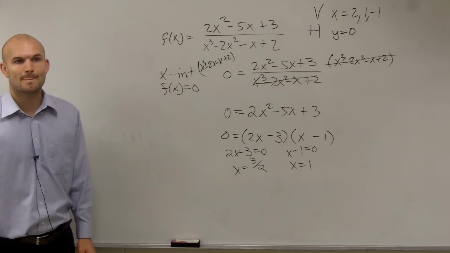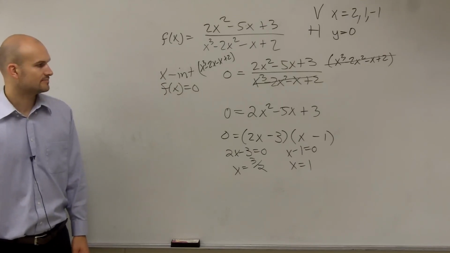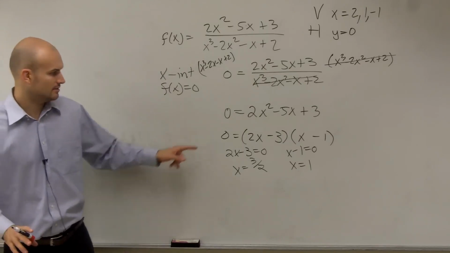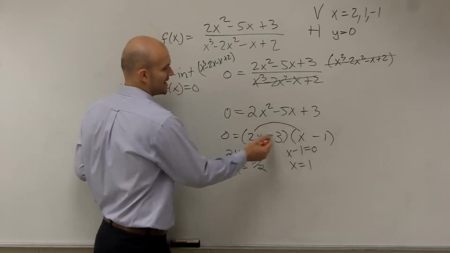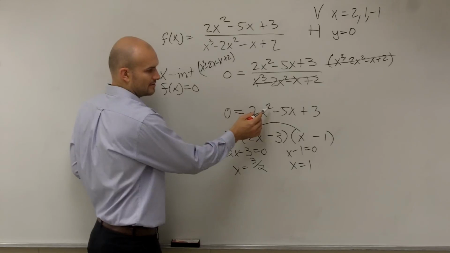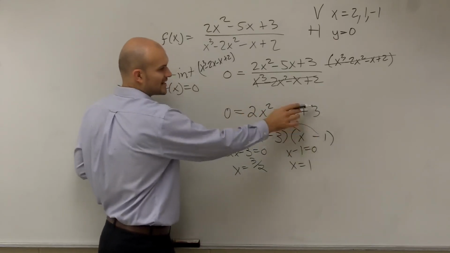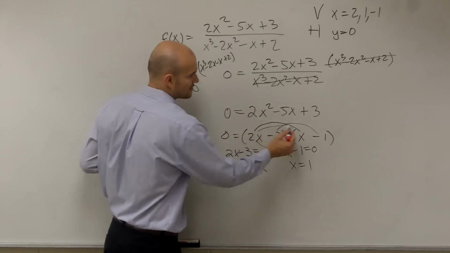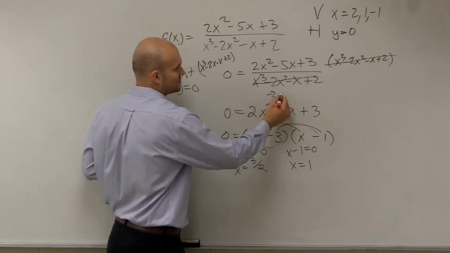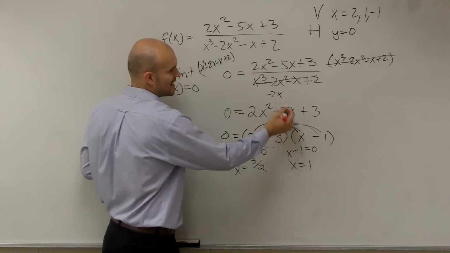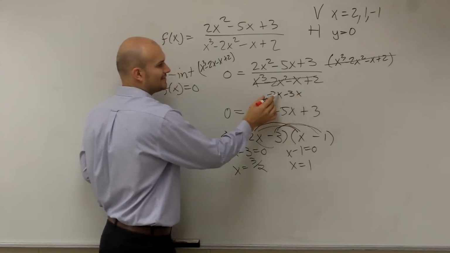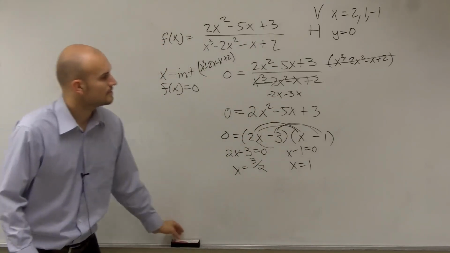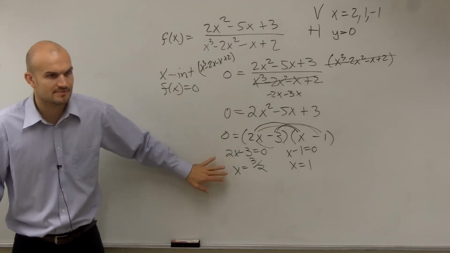Remember, you're multiplying these, right? 2x times x is 2x squared. Negative 3 times negative 1 is positive 3. 2x times negative 1 is a negative 2x. Negative 3 times x is a negative 3x. Negative 2x minus 3x is negative 5x. Okay? So are we cool with the x-intercepts?